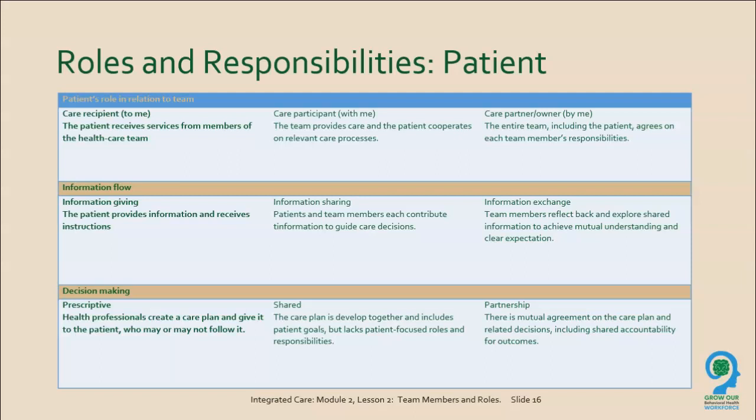Decision-making is another area that falls along the spectrum of patient engagement. At the lowest level, health professionals create a care plan and give it to the patient who may or may not follow it. At the next level, the care plan is developed together and includes patient goals, but lacks patient-focused roles and responsibilities. At the third level of patient engagement, there is mutual agreement on the care plan and related decisions, including shared accountability for outcomes.